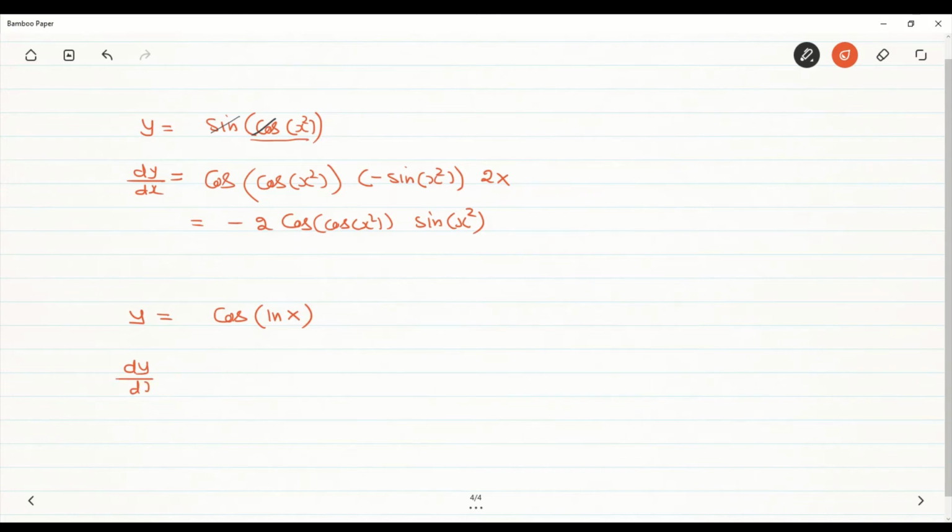So dy by dx: first the derivative of the outer layer, the derivative of cos, which is minus sin, leaving the inner layer as it is. So the answer would be minus sin, leaving the part as it is. So it is minus sin of ln x into, I have solved the outer cos, now I'm just solving the inner part ln x. The derivative of ln x is just 1 upon x, and that's the answer.